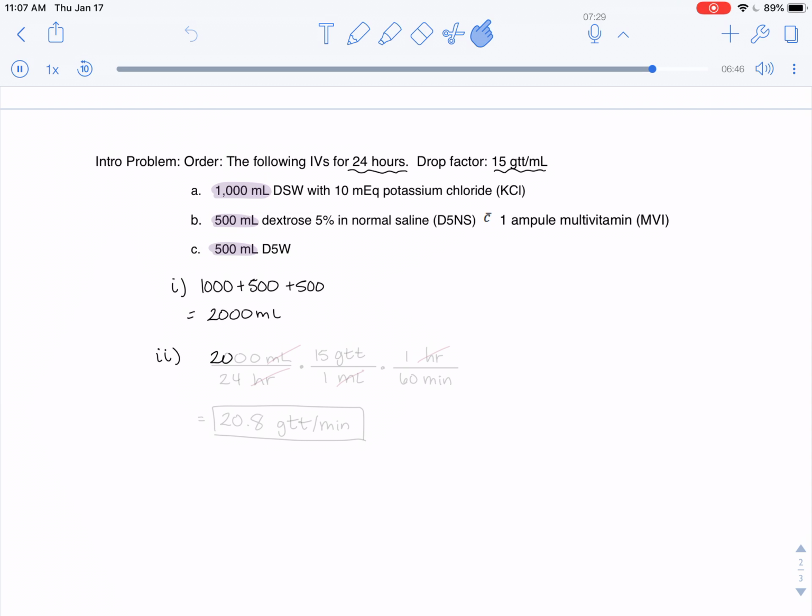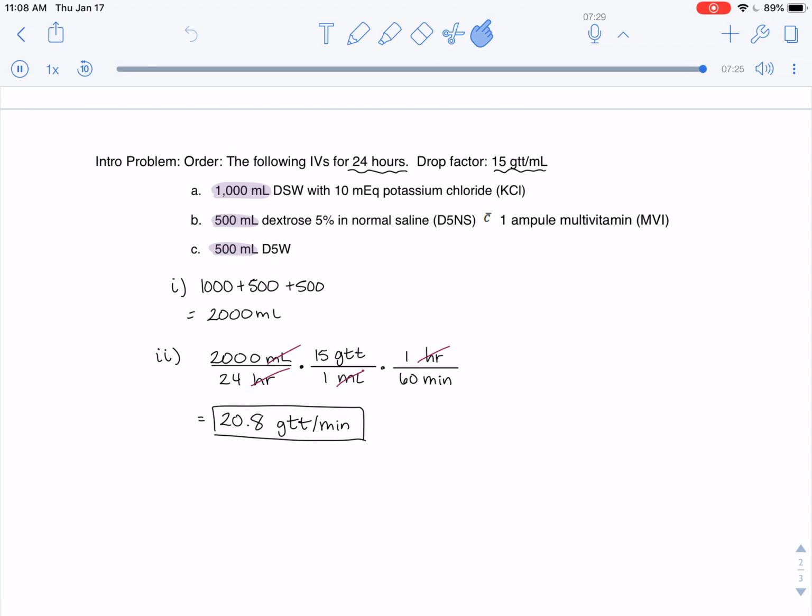And then we need to convert 2,000 milliliters per our 24 hours and convert that to drops per minute using our drop factor of 15 drops per 1 milliliter and 60 minutes per hour. But we'll put hours on top so that we can cancel. So this leaves us with 20.8 drops per minute.